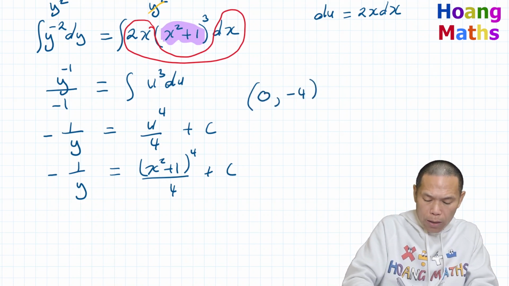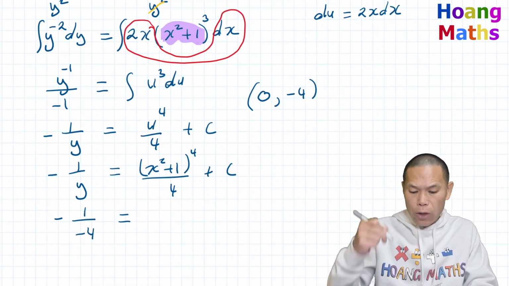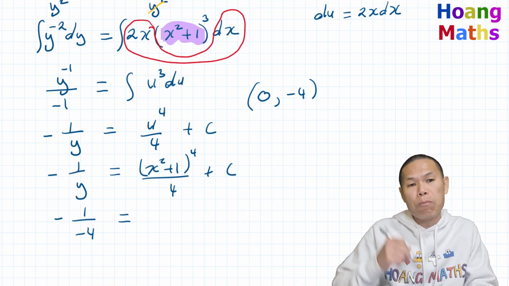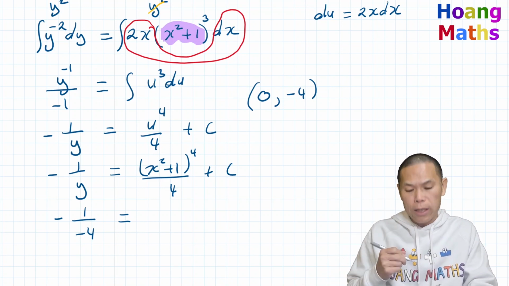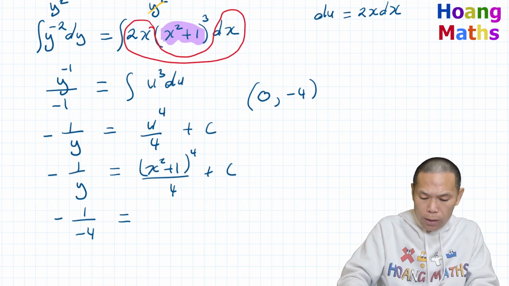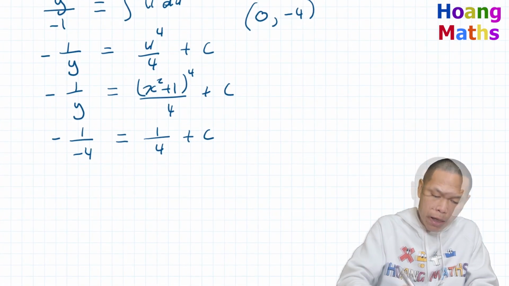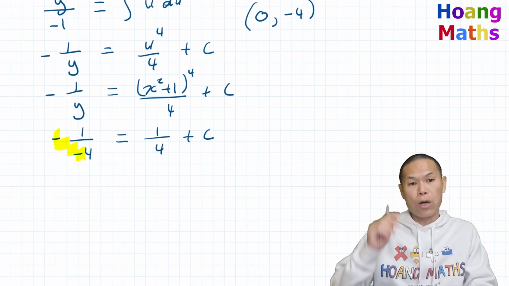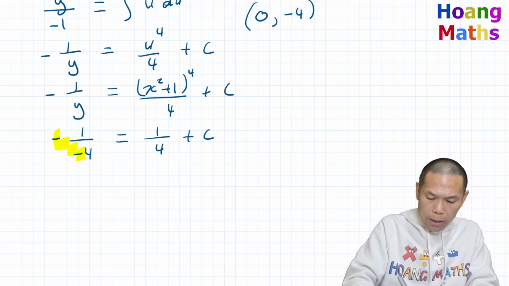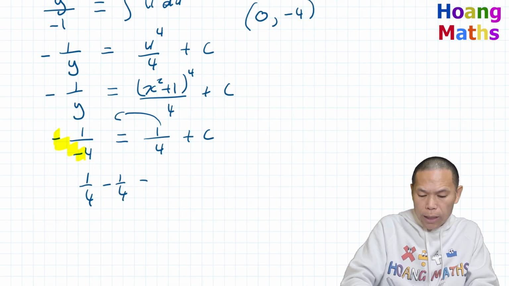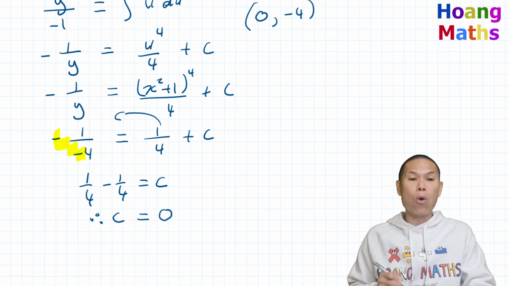So that means negative 1 over negative 4 is, so x is 0, 0 squared is 0 plus 1, so 0 plus 1 is 1, and 1 power 4 is 1. So I can just write this down like that, plus c. Because negative and negative become positive, this is a quarter. I move this to the other side, becoming minus a quarter. So that gives me c. Therefore, c is 0.